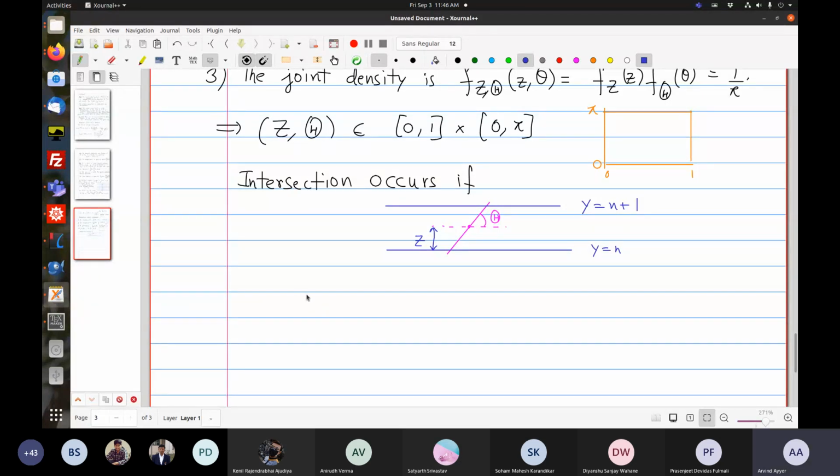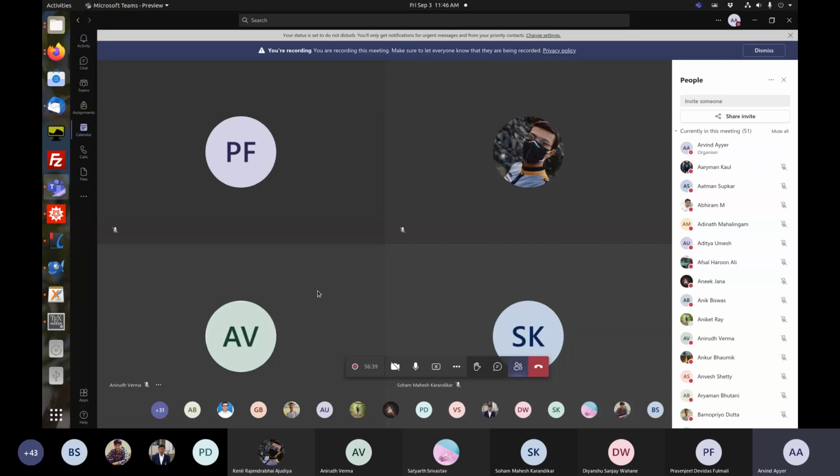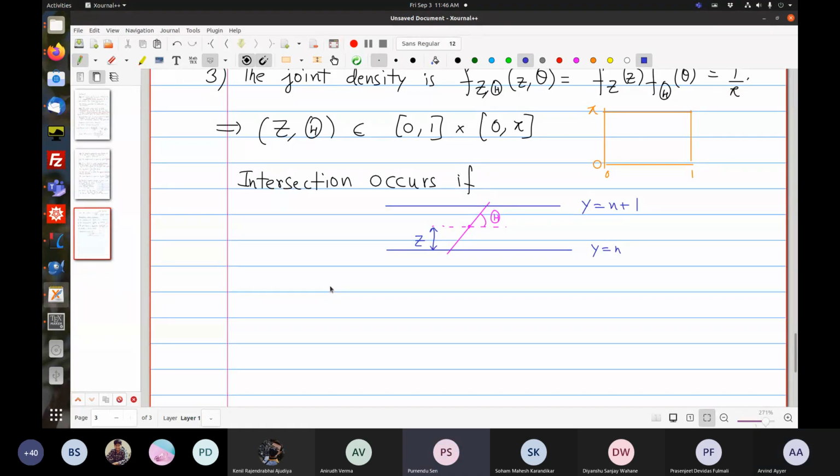Sir, yes. If z is more than 1 by 2, then sine theta by 2 must be more than 1 minus z. Sorry, why do you have sine theta by 2? When you say sine theta by 2, do you mean sine of theta by 2, the angle, or sine theta divided by 2? No, sine theta divided by 2. Okay, so what is the relationship? So if z is more than 1 by 2, then sine theta divided by 2 must be more than 1 minus z.